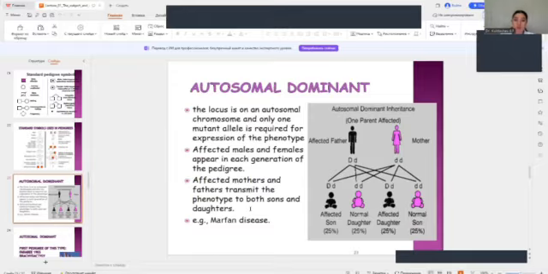Also, in medical genetics we have inheritance. First way of inheritance is autosomal dominant inheritance. The locus is on an autosomal chromosome and only one mutant allele is required for expression of the phenotype. Affected males and females appear in each generation of the pedigree. Affected mothers and fathers transmit the phenotype to both sons and daughters. Example would be Marfan syndrome.